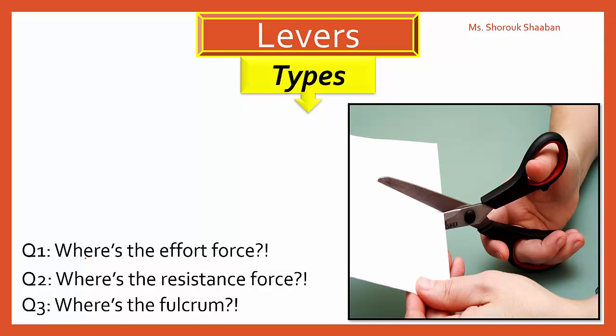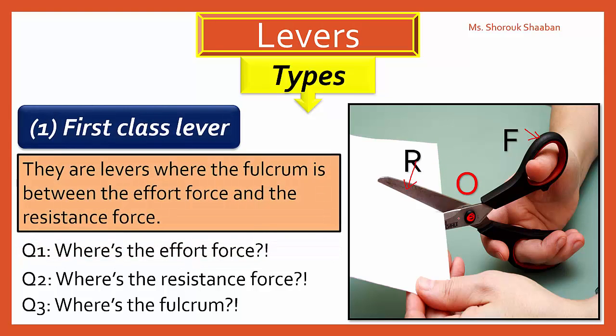Look at this picture and tell me, where is the effort force? You have to see where is my hand. So my hand is here, which means this is the effort force. Where is the resistance force? What I'm working on? This. So this is the resistance force. Where is the fulcrum? Where is the fixed point? Here. So this is my fulcrum. Actually, this is the first class lever.